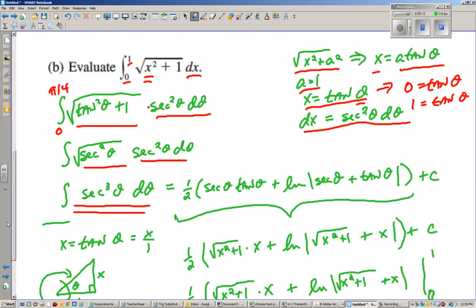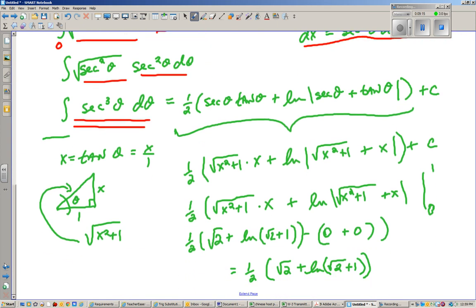Anyway, now I'm going to start putting things in, right? I put things in and work them through, and then I say, well, my original problem wasn't written in theta. That can't be my answer. So remember my original problem, I let x equal the tan of theta, which means that tangent is x over 1, or opposite over adjacent, which suggests that my hypotenuse has to be the square root of x squared plus 1.